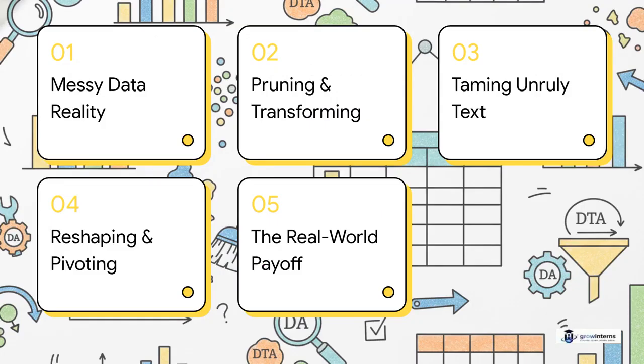Here's our agenda for today. First, the messy data reality. Second, pruning and transforming data. Third, taming unruly text data. Fourth, reshaping and pivoting data. And finally, the real-world payoff.